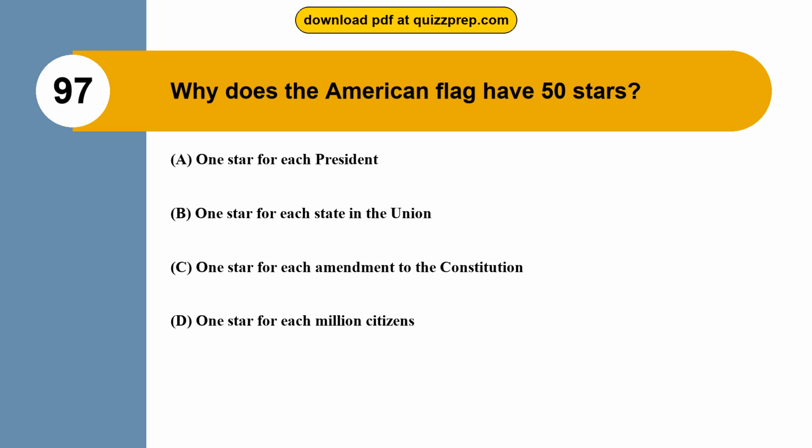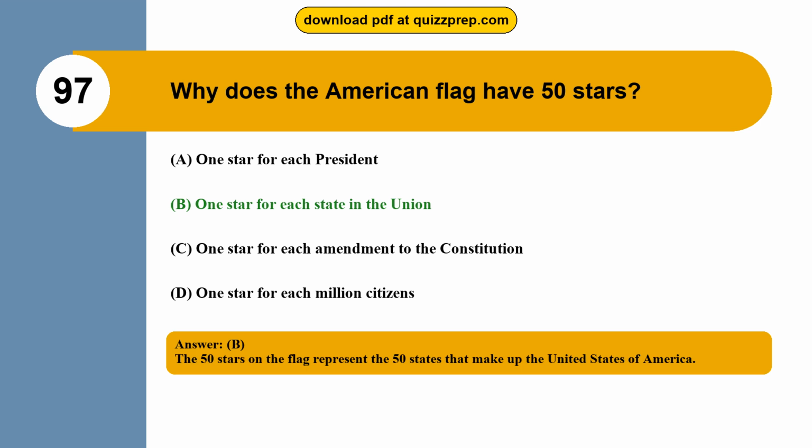Question 97. Why does the American flag have 50 stars? Option A, 1 star for each president. Option B, 1 star for each state in the Union. Option C, 1 star for each amendment to the Constitution. Option D, 1 star for each million citizens. The correct answer is option B, 1 star for each state in the Union. The 50 stars on the flag represent the 50 states that make up the United States of America.